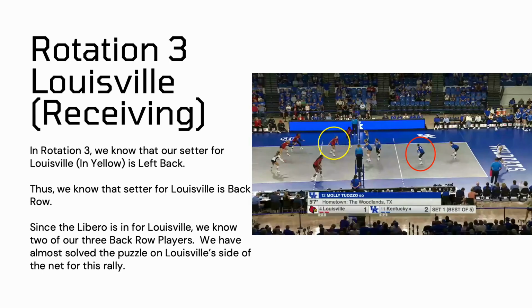Speaking of serve receive, for Louisville, we know our setter is our left back. Hopefully, we are always keeping up with our setters after each and every rally. That is the key to putting this puzzle together. Our setter is left back. Obviously, she has to be a back row player. Our libero has just served for Louisville, so we know, obviously, she has to be a back row player. So we've almost solved the puzzle of our back row players on Louisville's side of the net.